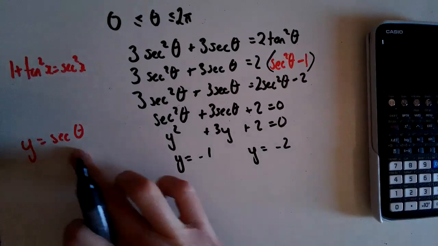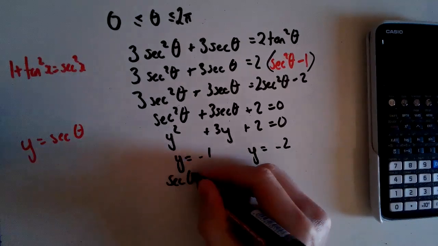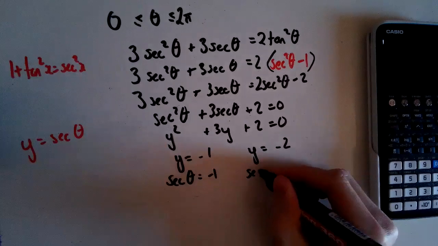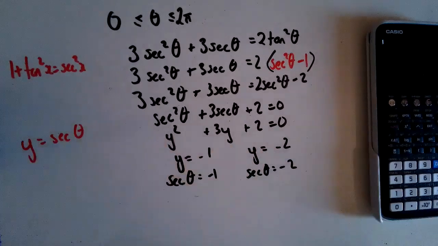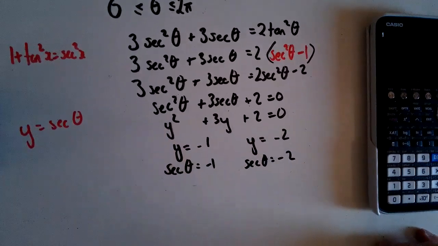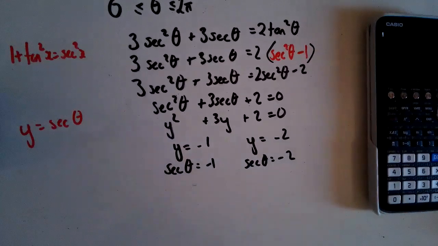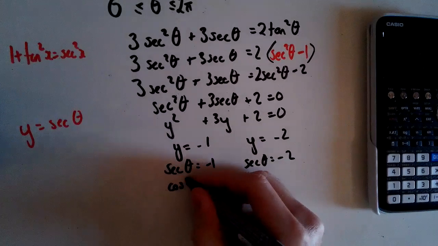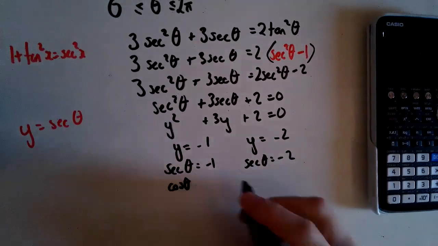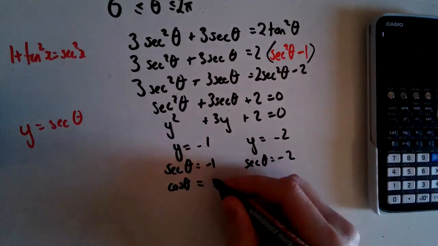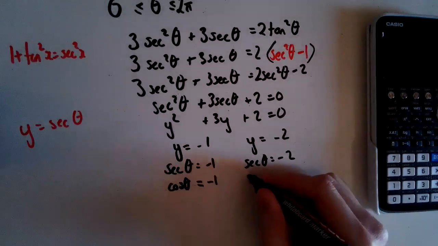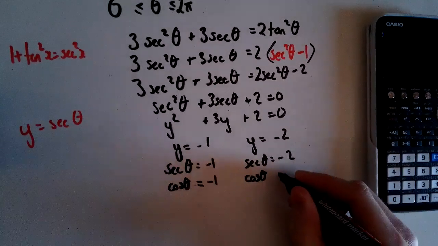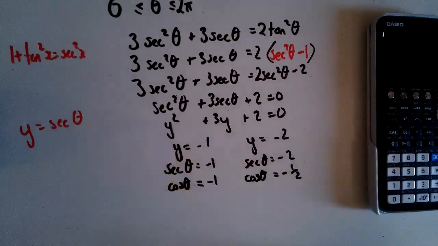I sub back in what y is. So sec theta is minus 1, or sec theta is minus 2. But remember, I don't have arc sec, inverse sec, on my calculator. That will change that into cos. Remember to get cos, because sec is 1 over cos, I did reciprocal on the other side. So 1 over minus 1 is minus 1. And 1 over minus 2 is minus a half.